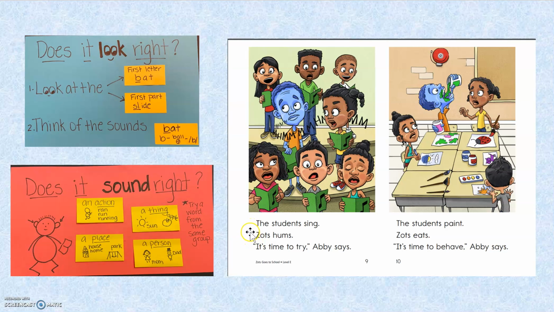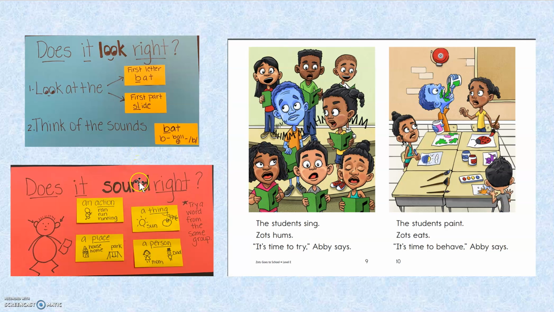Why are you giving me a thumbs down? The students' music. Right? That sounds right. No? Well, that's what they're doing. Right. Yeah, it doesn't sound right. Can students music? You can't do music. Even though that's what the picture looks like.